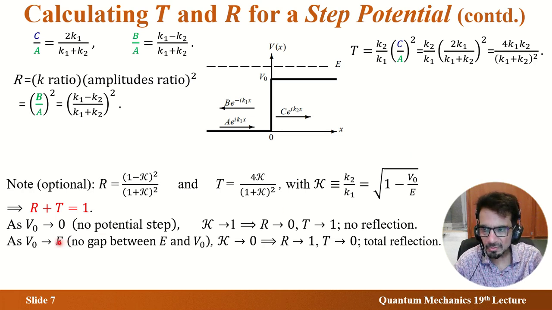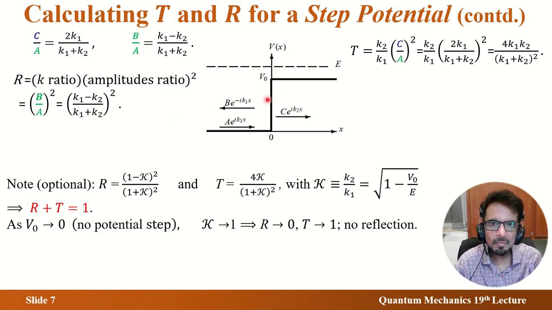And if you think of that, maybe if you have common sense, what will happen? If V0 and E become identical, that means there is no gap in which the wave has to transmit. So what will happen? Think of that, if your common sense says that, and I show you the result.